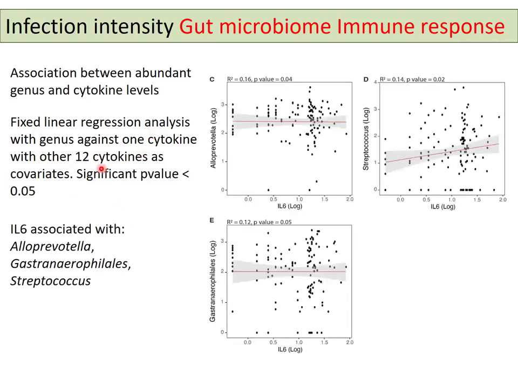And what do we see? We saw the interesting cytokine IL-6, which was identified by Oscar from the genotyping analysis. And we observed that it was highly associated with these genera, Alloprevotella, Gastranaerophilales, and Streptococcus. So we found some association between the immune response, the IL-6 that was also identified as a key gene which has a significant locus of association, also being associated with specific bacteria genera, which are also enriched in individuals with a high infection intensity.